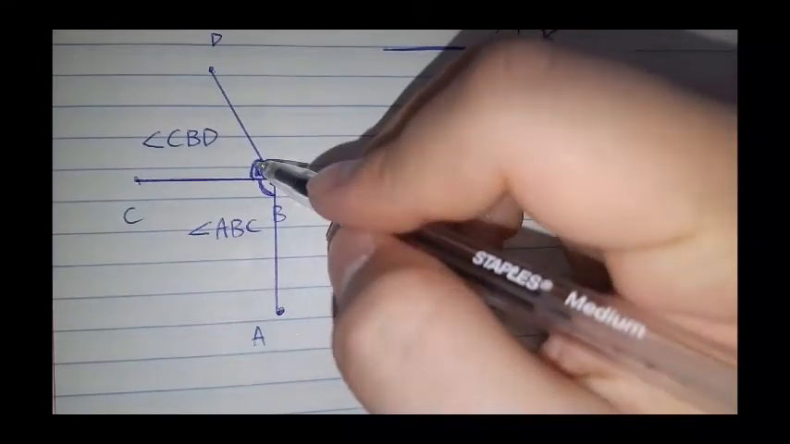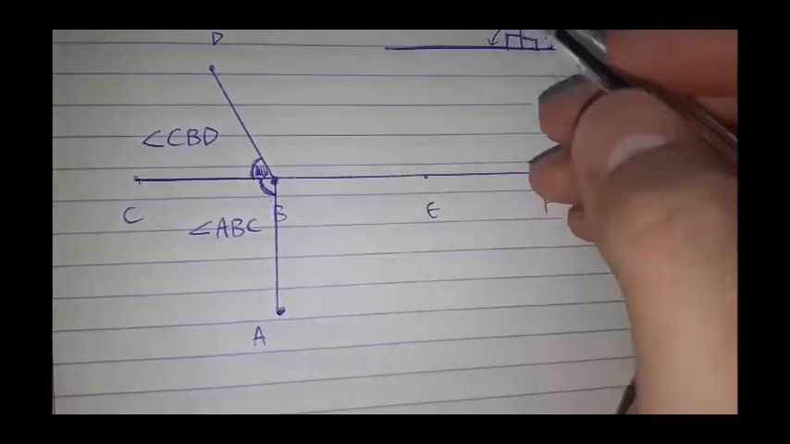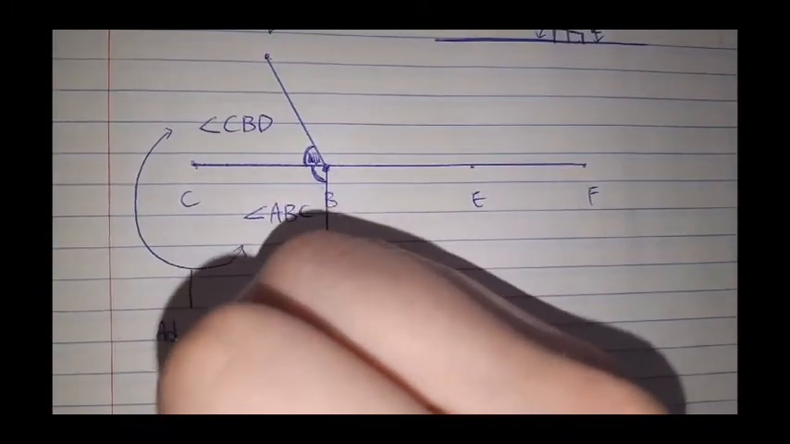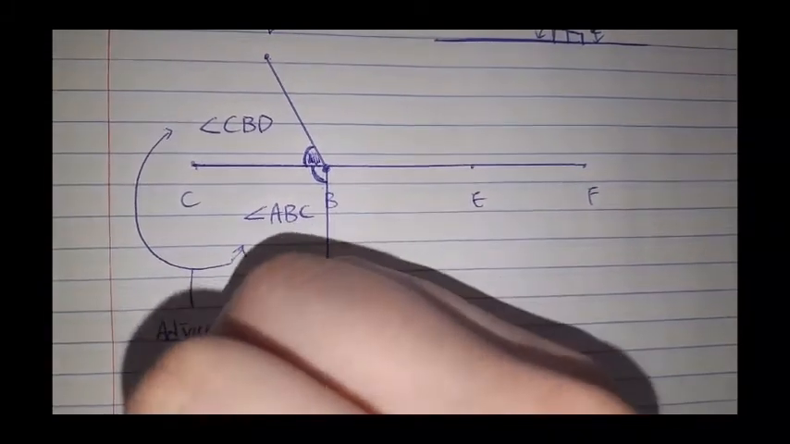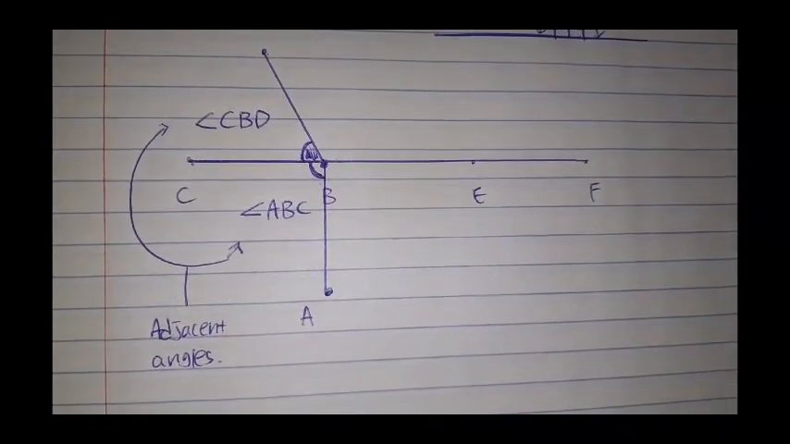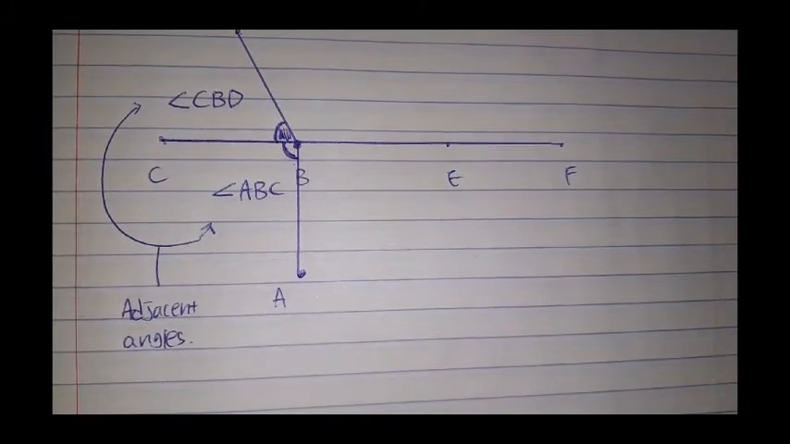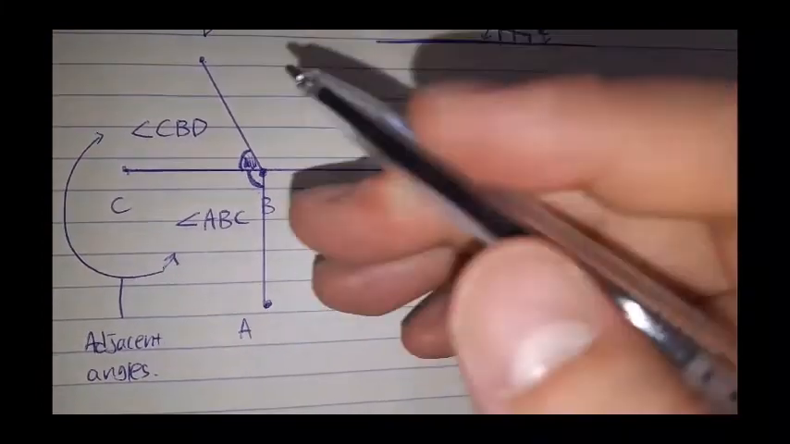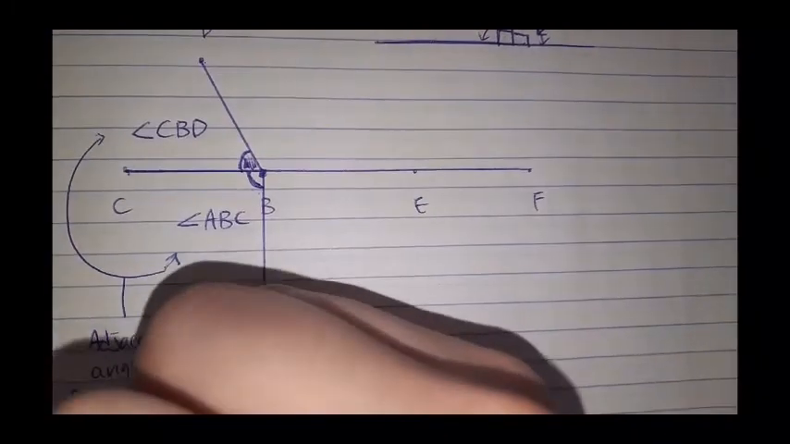But in any case, the reason that I point out these two angles is, can you see they're exactly next to each other? Whenever we find angles that are next to each other, we call them adjacent angles. It's an angle that shares a common vertex and a common arm. That's the textbook definition. In my way of explaining, it's literally angles that are touching each other, right next to each other.